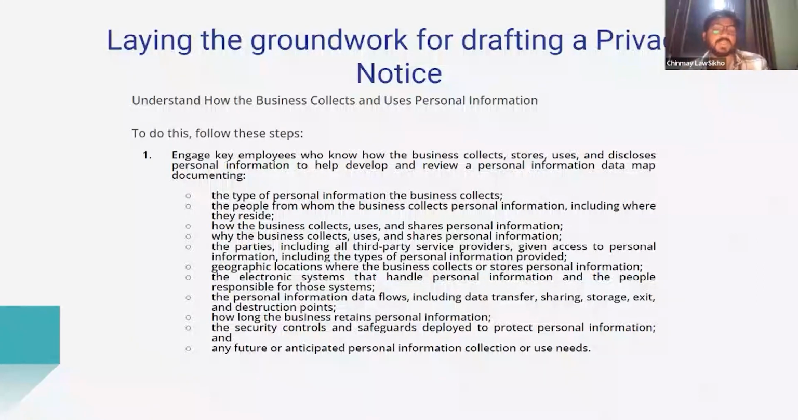Now, the key personnel of each organization would have a repository of data, right? So that's something you would have to ensure that you check, where the personal data is written, how the business collects, uses, and shares personal information. Why is it collecting, sharing, and using personal information, right?